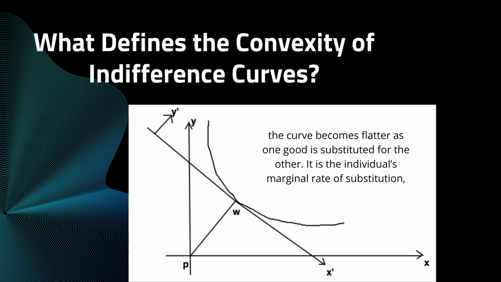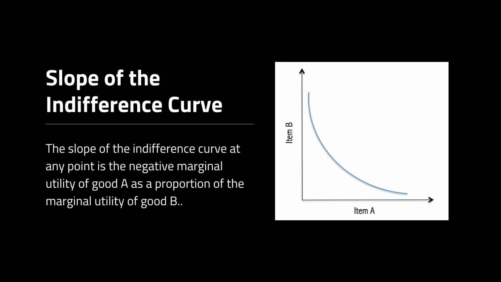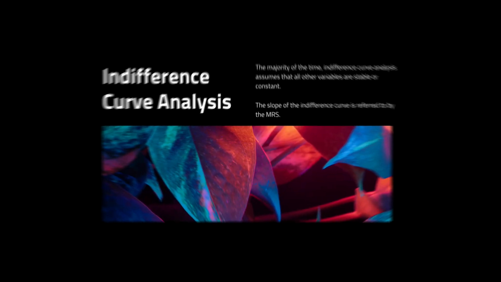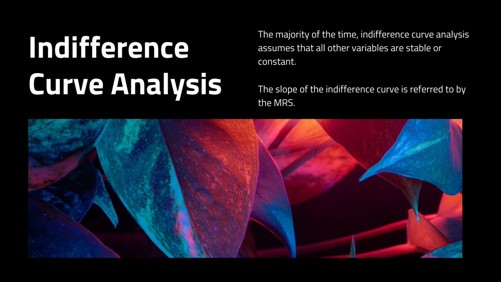And next is the slope of the indifference curve. The slope of the indifference curve at any point is the negative of the marginal utility of good A as a proportion of the marginal utility of good B. It indicates that at the optimal consumption bundle, the marginal rate of substitution between goods A and B is the ratio of their prices. Now we'll move on to indifference curve analysis.